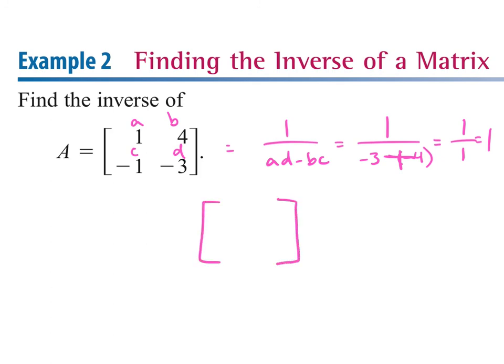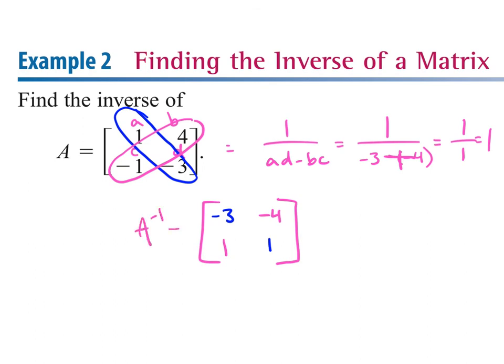So what is the next thing we need to do? Awesome. We switch A and D. So we just switch their positions. So this becomes -3. This one's 1. What do we do next? Make C and B negative. We got to flip the signs. So what would our new B be? -4. And then what's our new C? 1. And then we're just multiplying this all times 1, which would give us the same thing. Yes. So our inverse matrix is -3, -4, 1, 1.